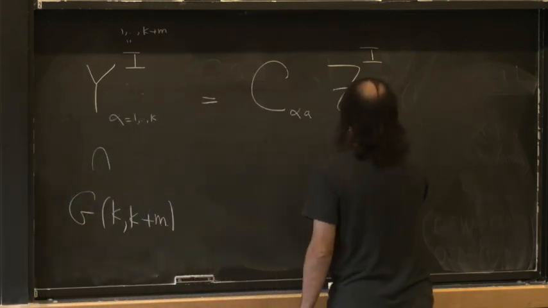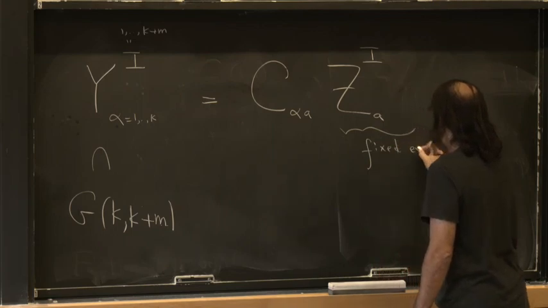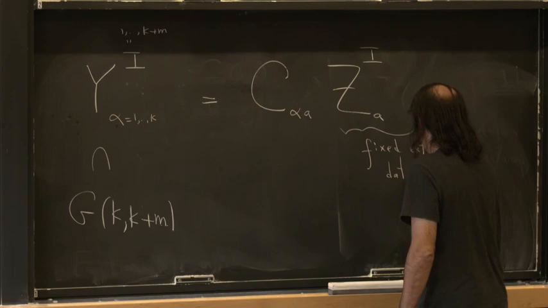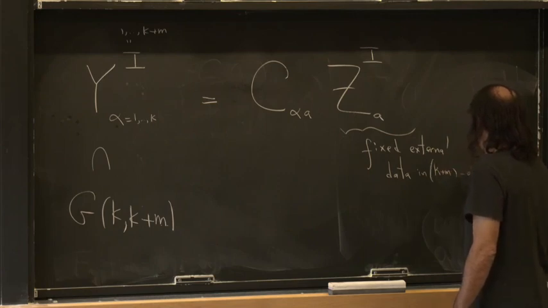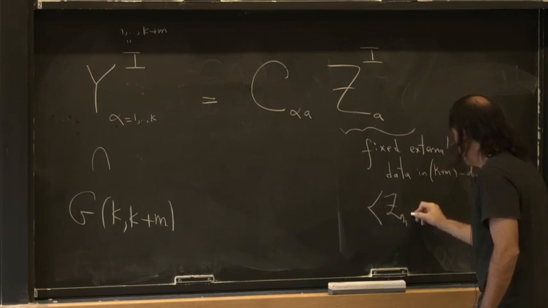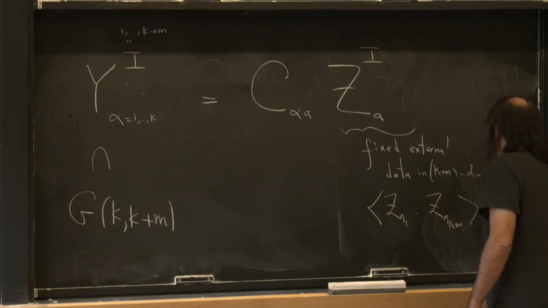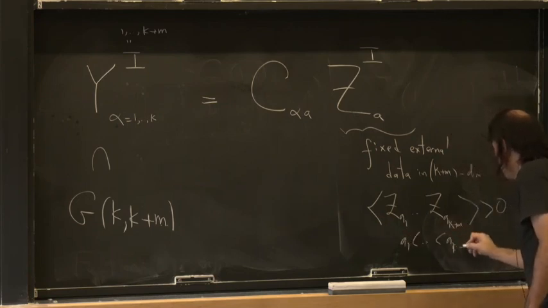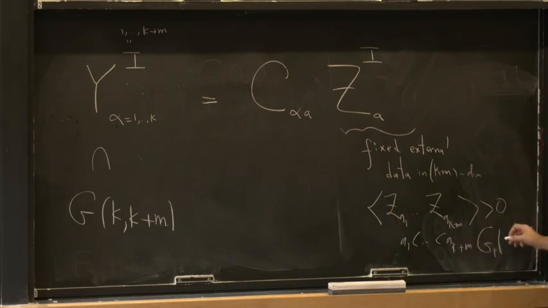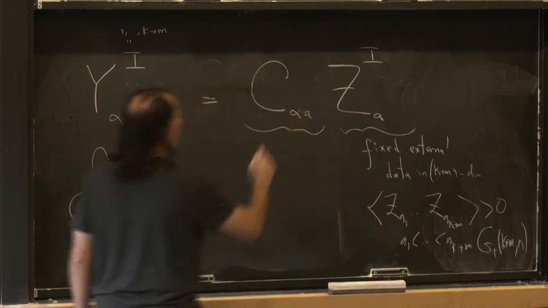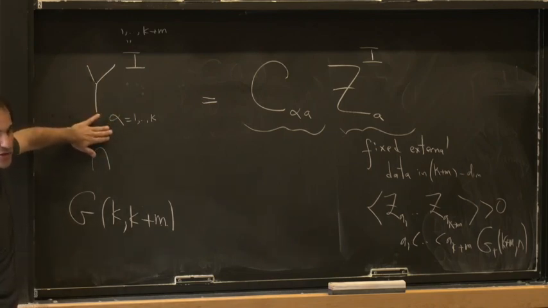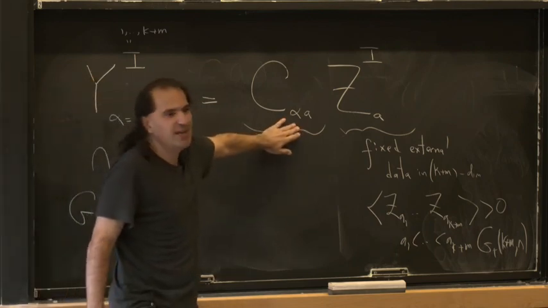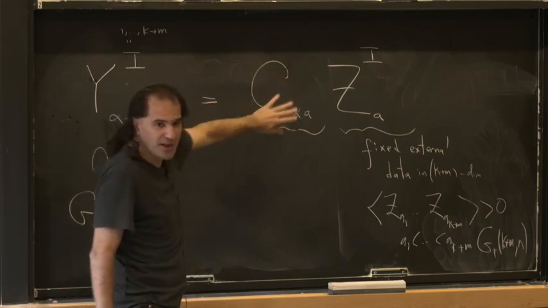So here the z's are going to be thought of, at least for now, as fixed external data in k plus m dimensions, where all these minors are positive. But now we're going to vary over the c's. And since whatever I do with y is only defined up to k by k linear transformations on this index, because I'm just talking about k-planes, whatever I do with the c has got to be defined up to k by k linear transformations. So c has got to live in a Grassmannian.